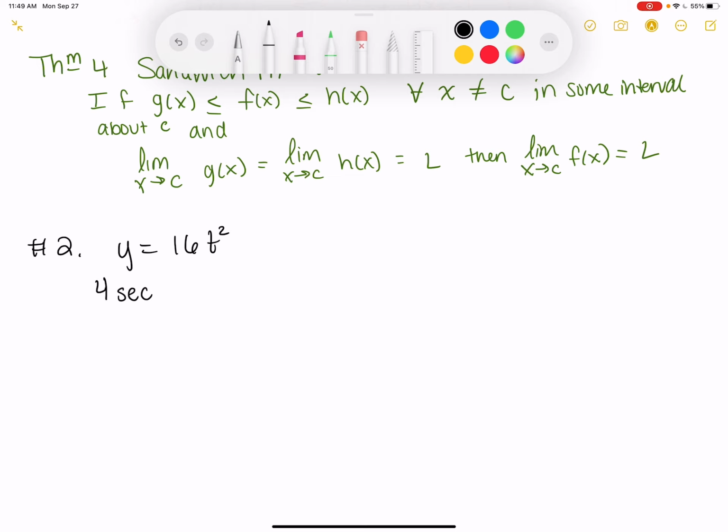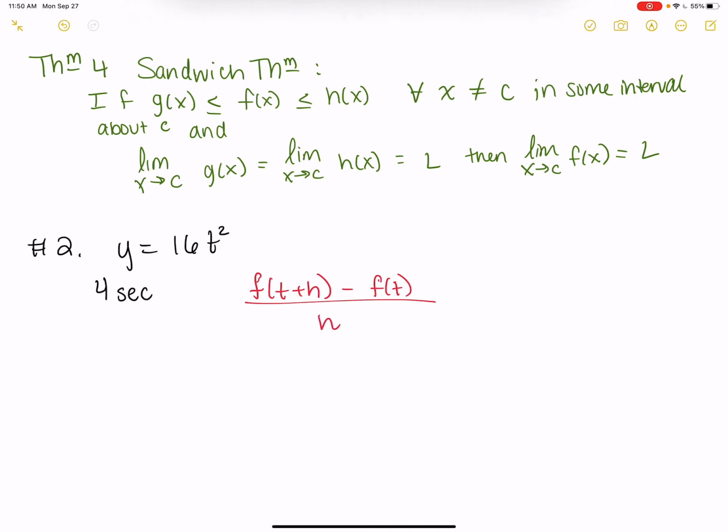Okay, so this is during the first 4 seconds. So this one is going to be worded a little differently than the next one. This means I want to know what's happening in that whole time frame, not at a specific time. So with this one, we're going to use f of t plus h minus f of t all over h.